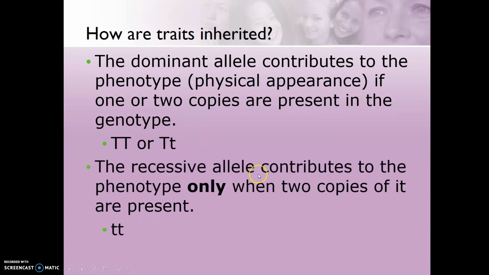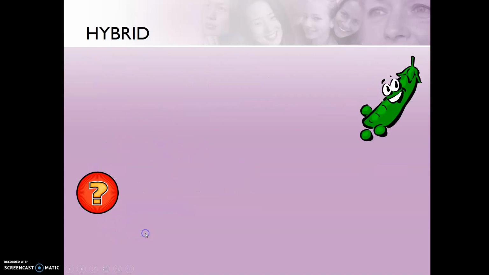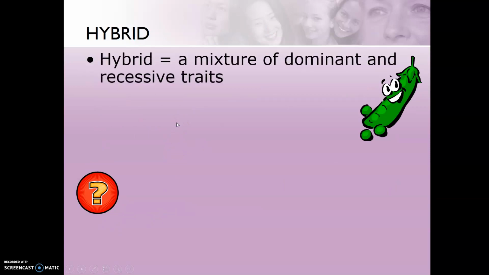The recessive allele contributes to the phenotype only when two copies of it are present. So this is how they have blue eyes, because I gave a lowercase t, my husband gave a lowercase t, and they both have two lowercase t's, and a recessive is shown.